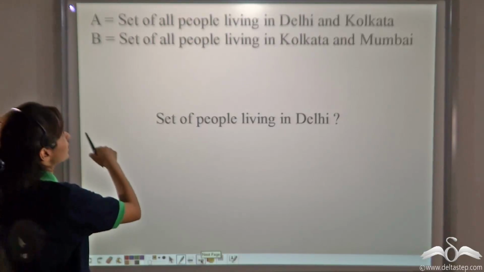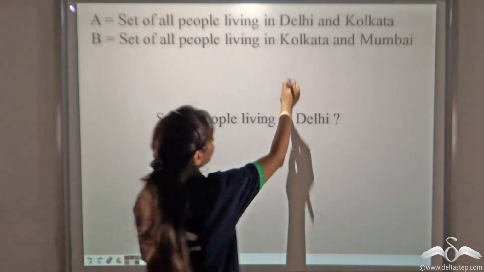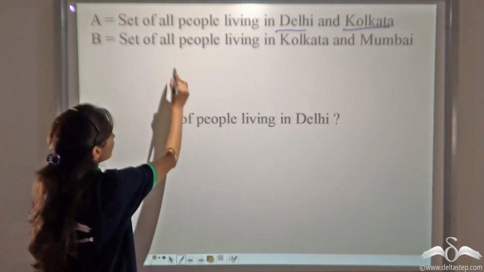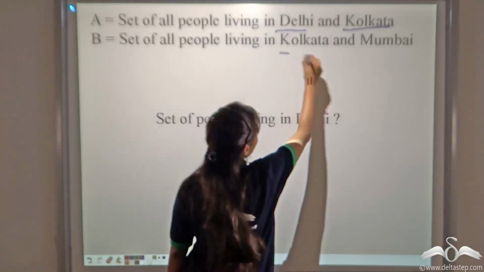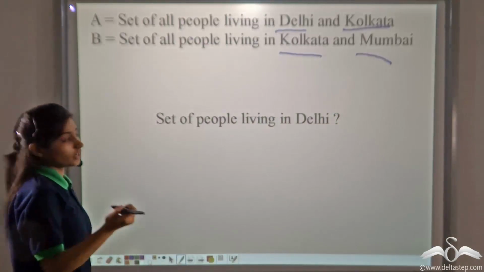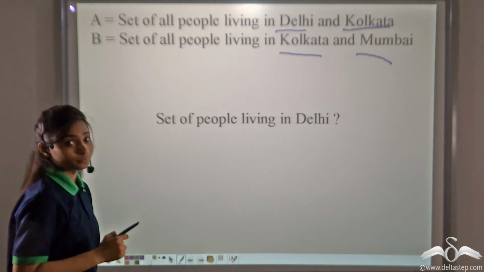Now let's take this. A is a set of all people living in Delhi and Kolkata, and B is a set of all people living in Kolkata and Mumbai. These are metropolitans. So can you find out the set of people living in Delhi only? Find it out.